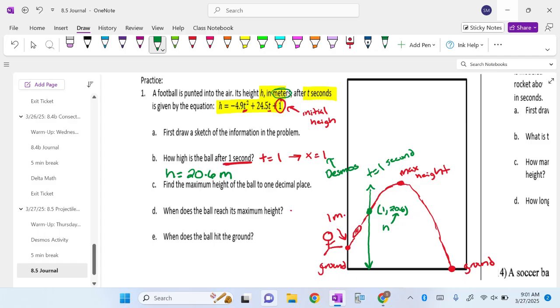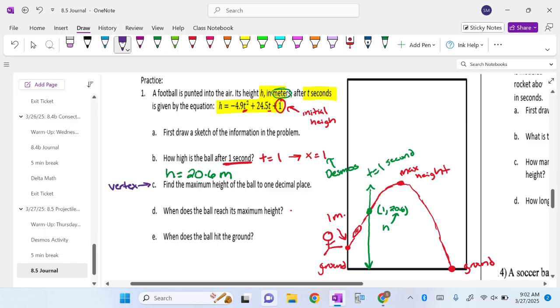All right. Now, look back at your graph and find the maximum height of the ball to 1 decimal place. So if we're looking for the max height, what key feature am I looking for? The vertex. So for this one, we're looking at the vertex. Which part of the vertex? The x or y value? The y value. So the y value of the vertex. Which is what? So h max equal to what?